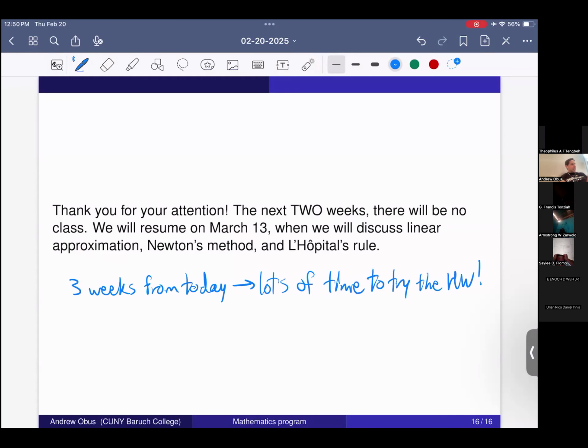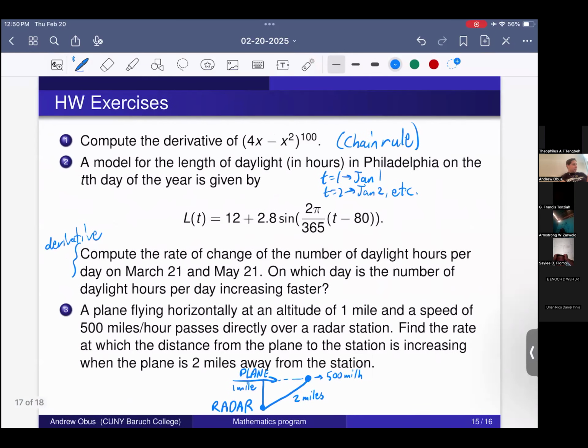All right, so I'd like to see a number of people try out these homework problems and try to find solutions, or if you get stuck, to ask the other people in the group for help. Because I hope you have enough time over the next 3 weeks to really put some effort into these questions so that we can discuss them next time.